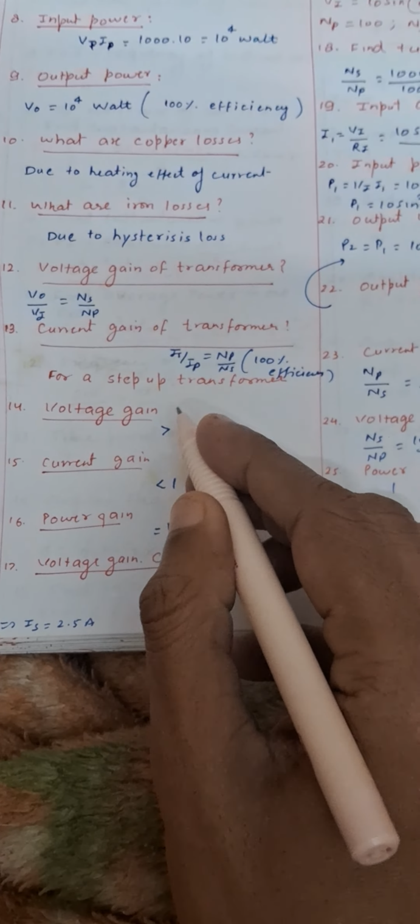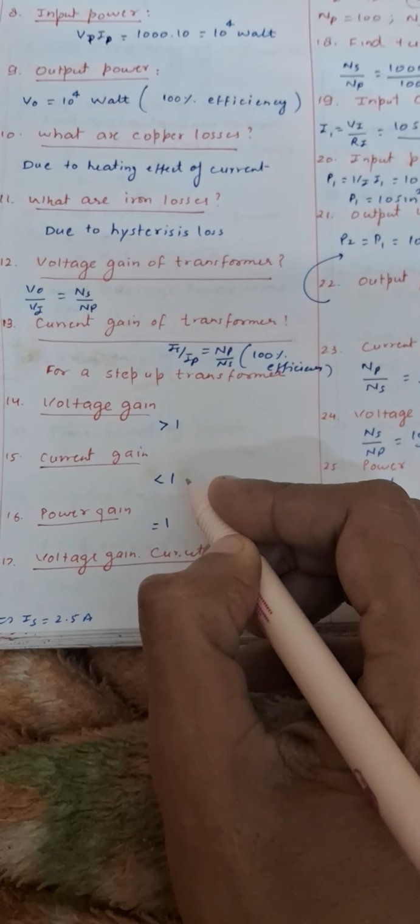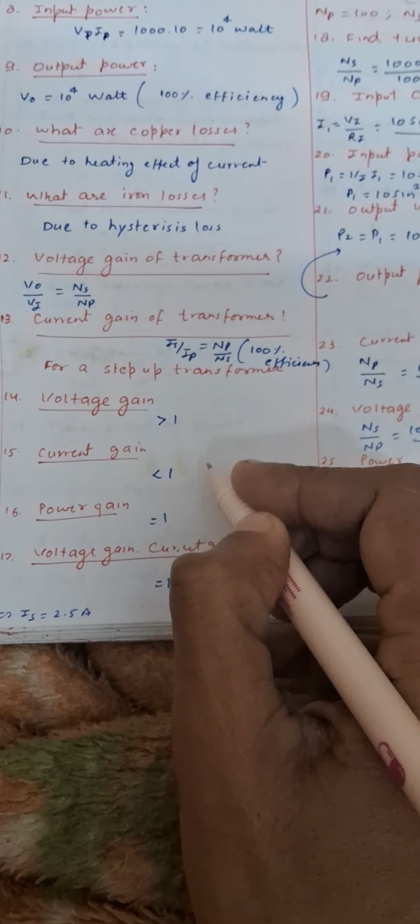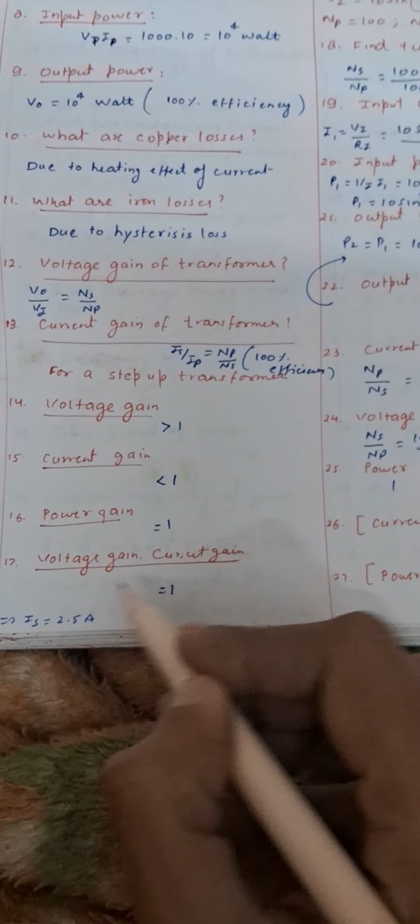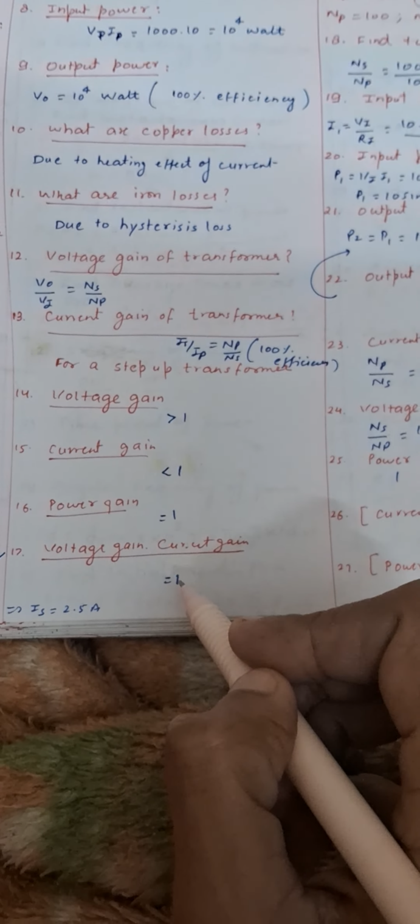Next is for a step-up transformer. So voltage gain is greater than 1, current gain is less than 1, power gain is 1. We assume that it is 100% efficient. And voltage gain into current gain is equal to the power gain, which is also equal to 1.